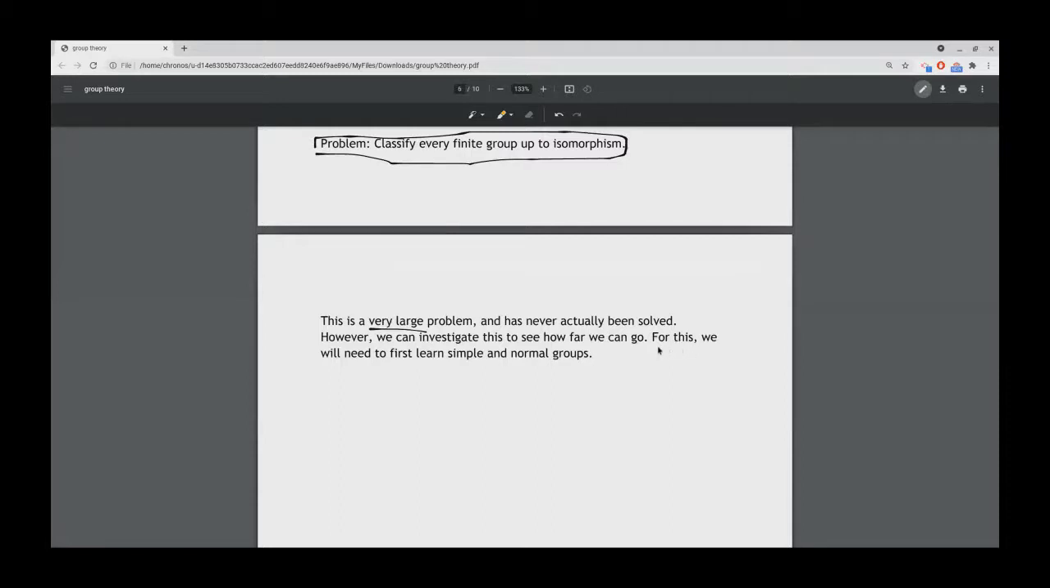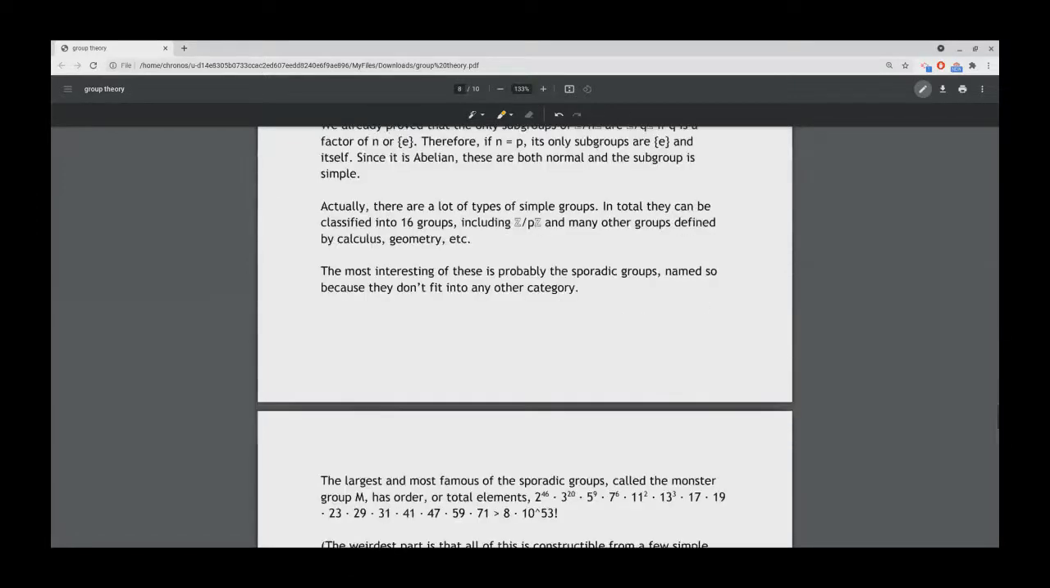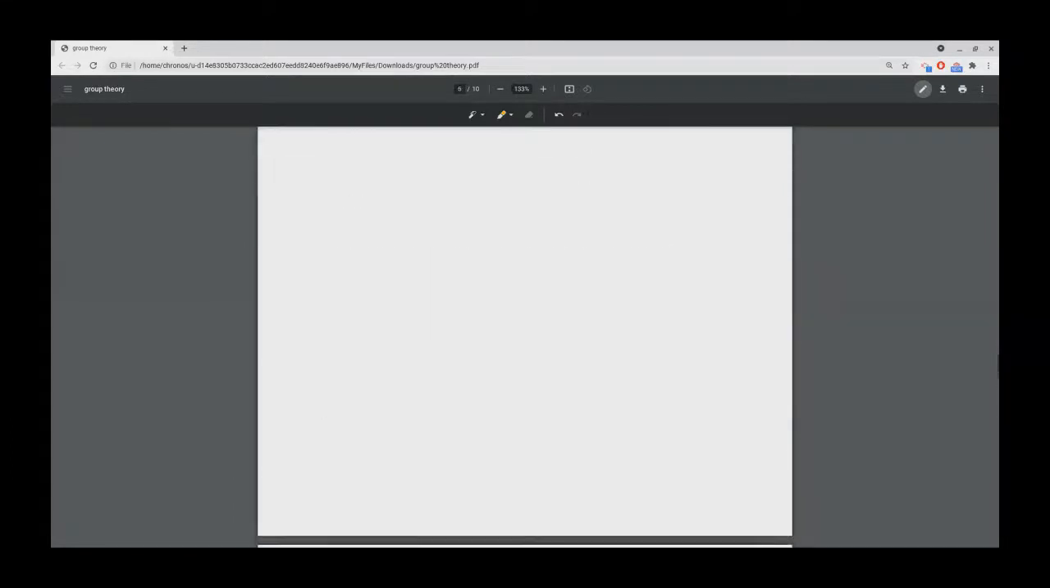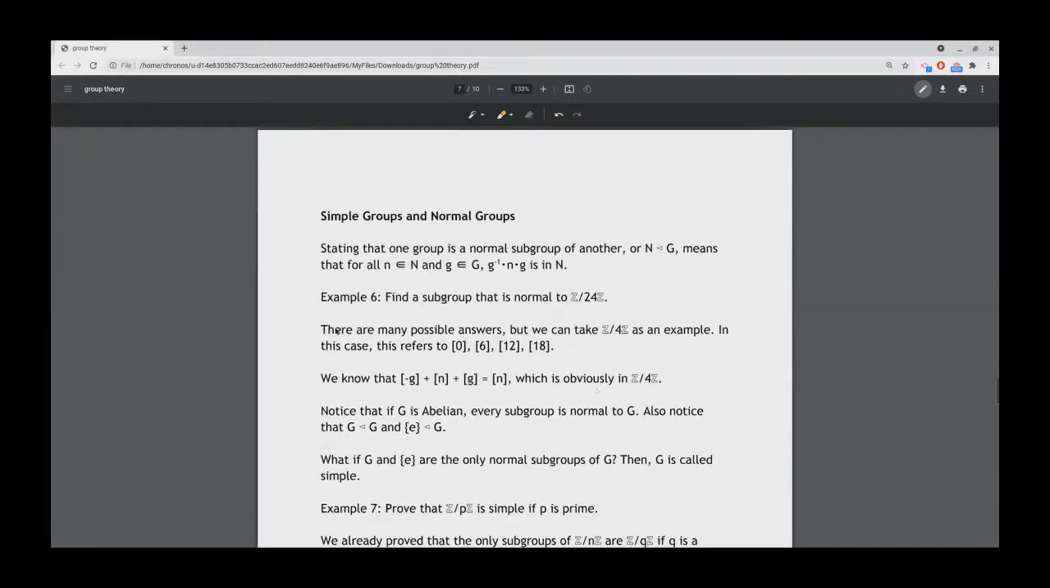But for this, at first, we'll have to learn simple groups and normal groups, and then, what are they called? Okay, I'm just going to scroll down. They're called the composition series. I probably should have practiced doing the lecture. So, simple groups and normal groups.